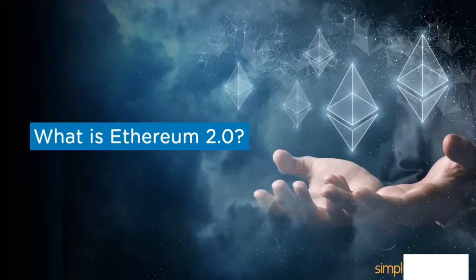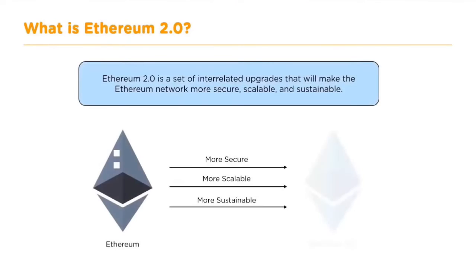So what is Ethereum 2.0? Ethereum 2.0 is a set of interrelated upgrades that will make the Ethereum network more secure, scalable, and sustainable. Multiple teams from across the Ethereum ecosystem have come together to work on these upgrades in Ethereum 2.0.